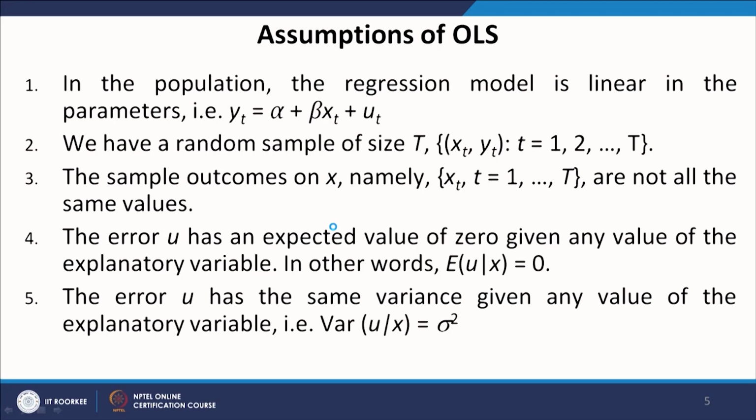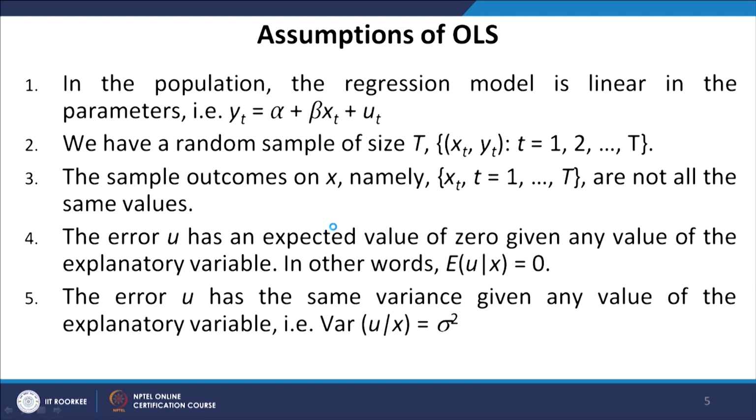So, the assumptions of OLS are primarily 5. First of all, in the population, the regression model is linear in the parameters. So, linearity, what it implies and why we need it, has already been explained. We must have a broad framework of the model as yt equals alpha plus beta xt plus ut, which basically states that the relationship between the variables in terms of the parameters is linear.